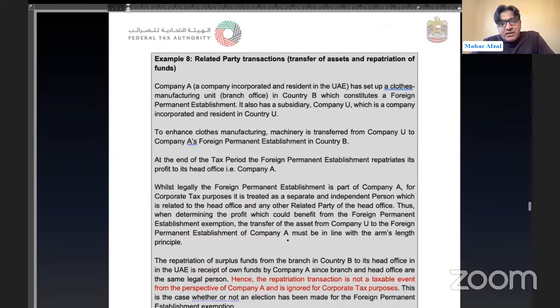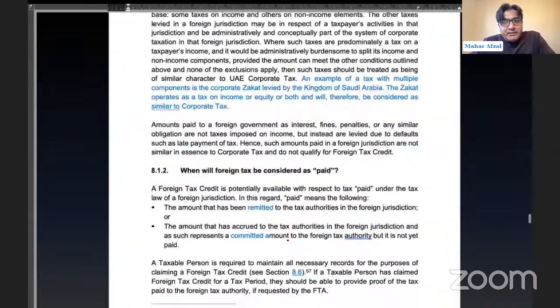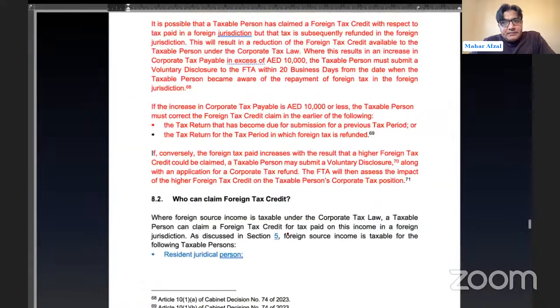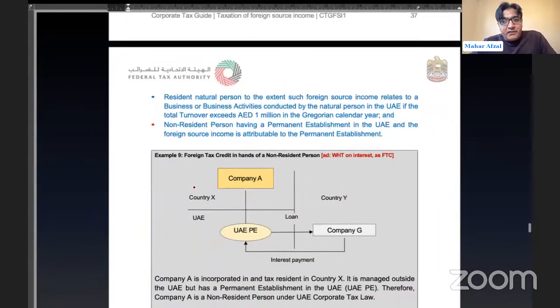Related party transactions. I think we have not discussed this. If there is a PE or any company out of the UAE, any transaction between the UAE resident company and out of the UAE will be considered on an arm's length basis and transfer pricing rules and regulations will be applicable. This example is regarding that. We discussed more than 10,000, less than, where you need to pass the VT, where you can adjust in the return. We have already discussed this.